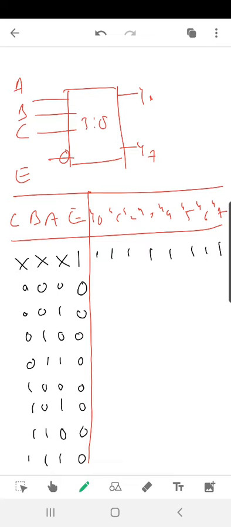Fine. So 0 0 0 represents 0. So y0 will be selected. Since it is an active low decoder, the value of y0 will become 0 and all others will remain at 1. Similarly, for the second case, 0 0 1 represents 1, so y1 will become 0 and all others will remain at 1. 0 1 0 represents 2, so the output of y2 will become 0 and all others will remain at 1.